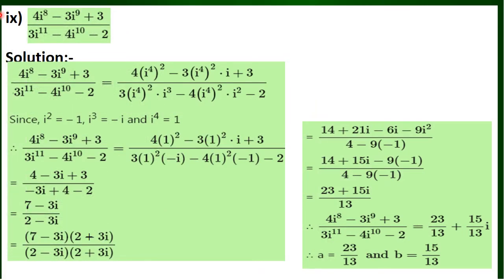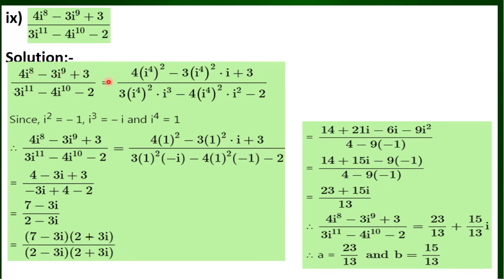Ninth one, a little different question. 4i^8 − 3i^9 + 3 divided by 3i^11 − 4i^10 − 2. Now we will find the value of these higher powers of i and then simplify.